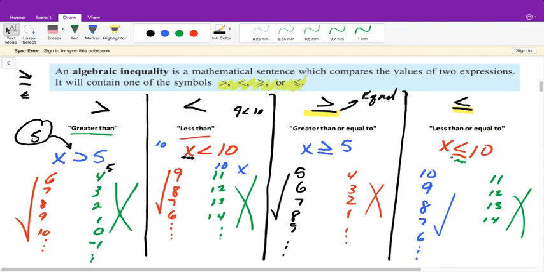All right, so let's go ahead and go through a couple examples of how we can rewrite them and then how we can solve these as well.